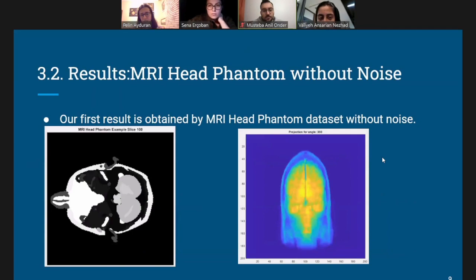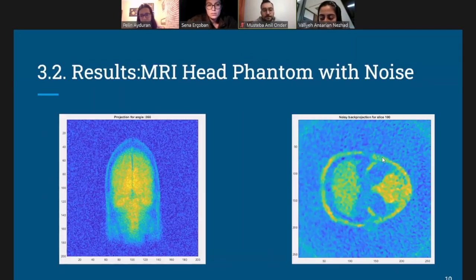And again, these are the results, but this time for the MRI head phantom. On the left hand side you can see the MRI head phantom example slice, again chosen as slice 100. And again the projection results can be seen, taken from the angle 0 to 360. You can also see the projection and back projection results for the angles. Here the projection result is noisy, but you can still see the brain. On the right side, you can see the back projection results, and the contrast and the resolution of this image is lower compared to the original slice.